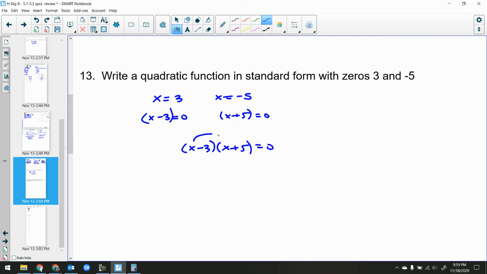FOIL that out. X times x is x squared. X times 5 is 5x. Negative 3 times x is negative 3x. Negative 3 times positive 5 is a negative 15. So we say x squared plus 2x minus 15. That's my function.